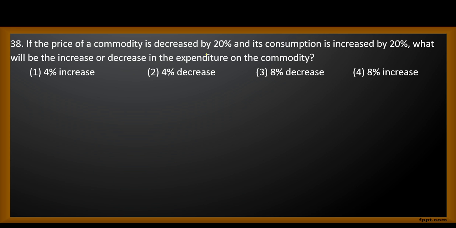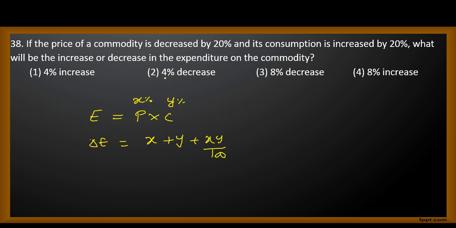The price of a commodity decreased by 20% and its consumption is increased by 20%. What will be the percentage increase or decrease in the expenditure of the commodity? Simple. Expenditure is expressed as price into consumption. If price is changed by X percentage and consumption is changed by Y percentage, then the change in expenditure, let us say delta E, is nothing but X plus Y plus XY by 100. See, we are using the word change. Change means it may increase or decrease. If it is an increase, take positive. If it is a decrease, take negative.